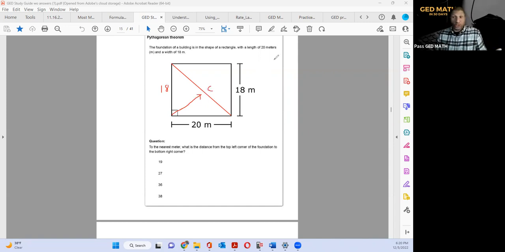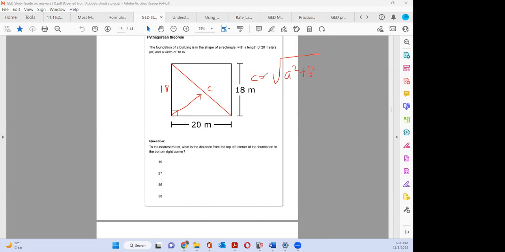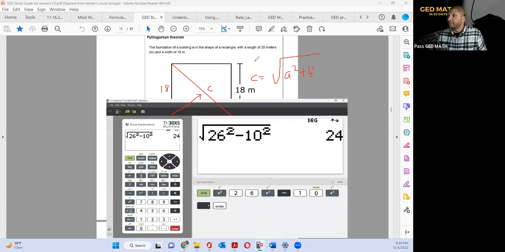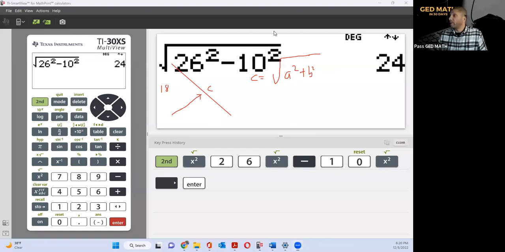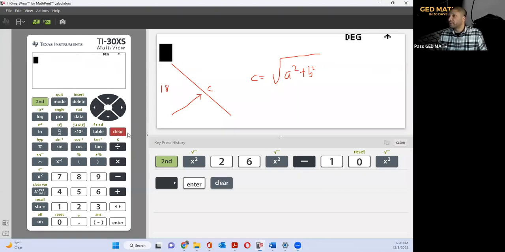So you should now know the square root of a squared plus b squared. If I need to know what the hypotenuse is, I'm already done, because now all I do is grab my calculator. I got to make it a little smaller here.